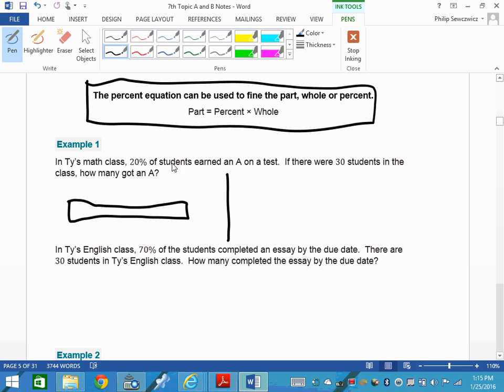All right, so we got Ty's math class. 20% of the students earned an A on the test. If there were 30 students in the class, how many got an A? So this top part, we're going to make it all percentages. So obviously, the smallest percentage you can have is 0%. The largest percent you can have is 100%.